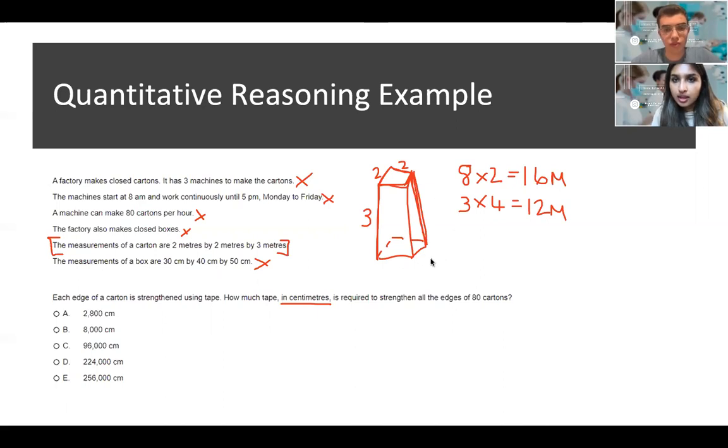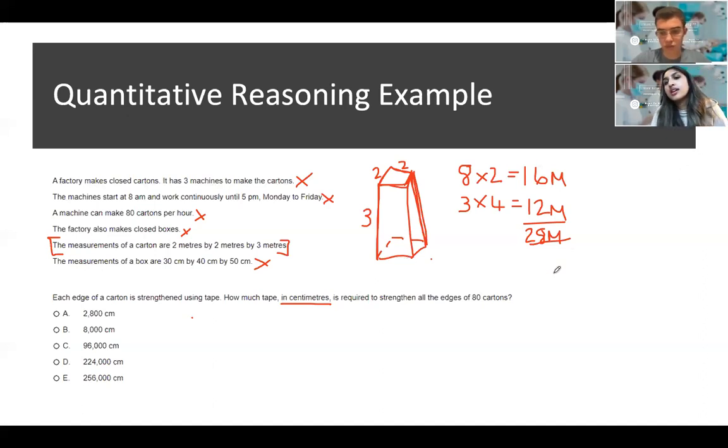Okay, and so now we need to add up the measurement of the edges all together. So these are the edges that we have for each of the faces. And if we add that up, that is 28 meters altogether. So that 28 meters means that there is 28 meters of tape needed for one carton to cover all those edges, okay?